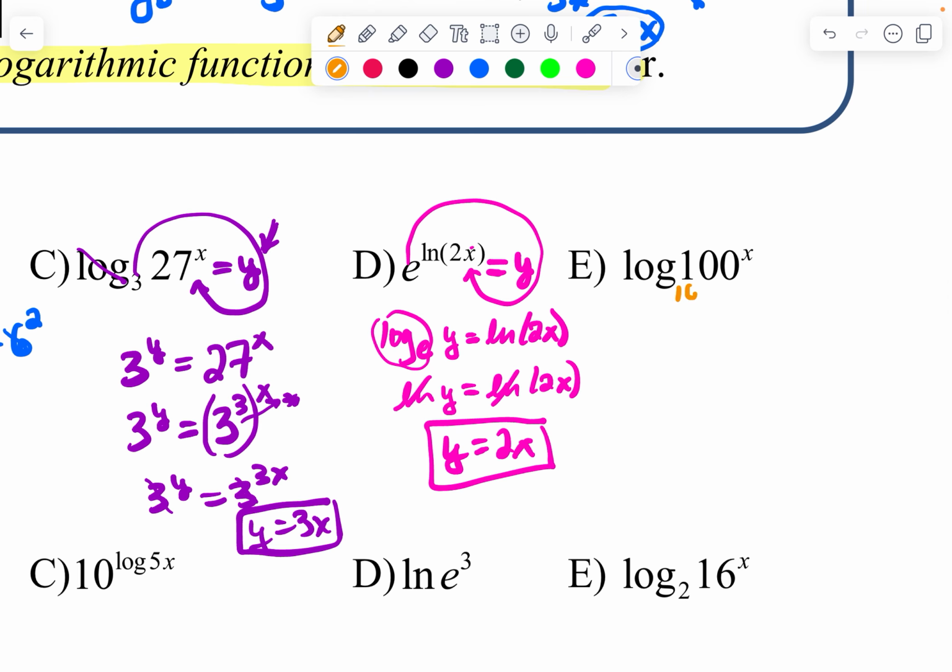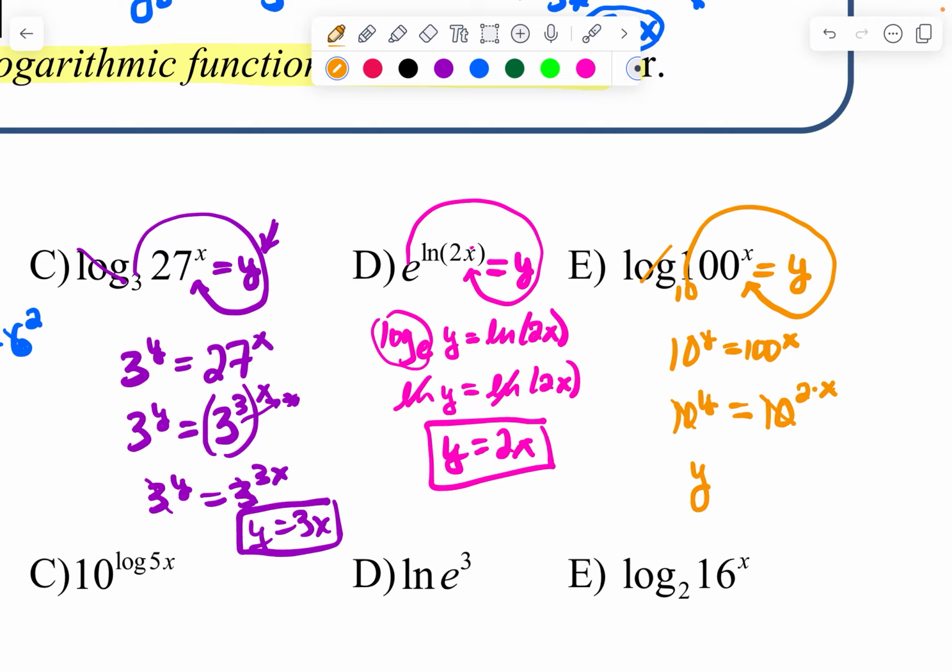Okay? Log base 10. If you're missing a log or a base, make sure you put 10 in there. It's called the common log. We're just lazy and we don't write it. And I'm going to set that equal to y. So I want to get rid of the log and turn it into an exponential. So I have 10 raised to the y equals 100x. I want these to match. So I want my bases to match so I can cancel them out. So I get 10 squared times x, a power to a power is multiply. So now I have, since 10s are the same, I have y equals 2x.